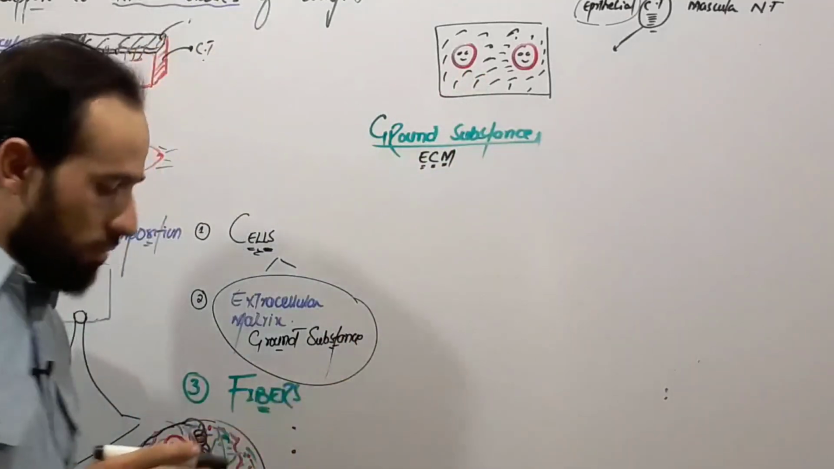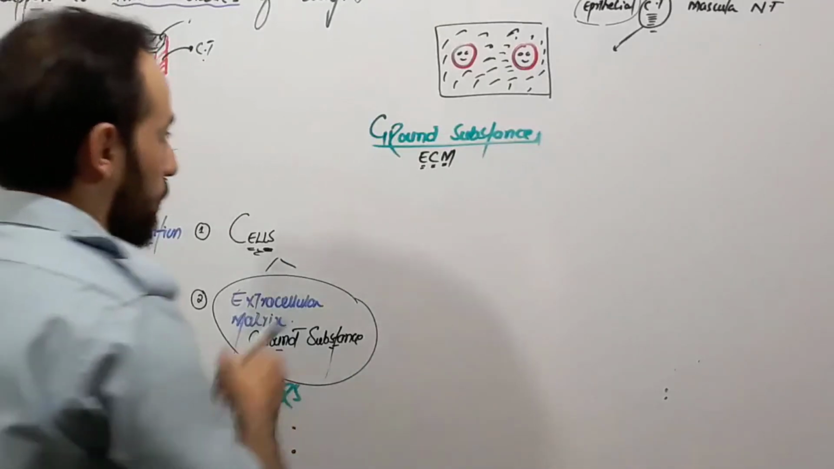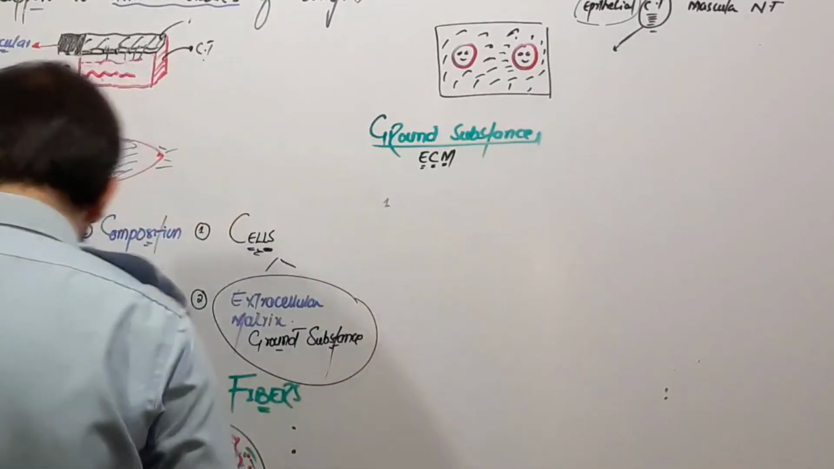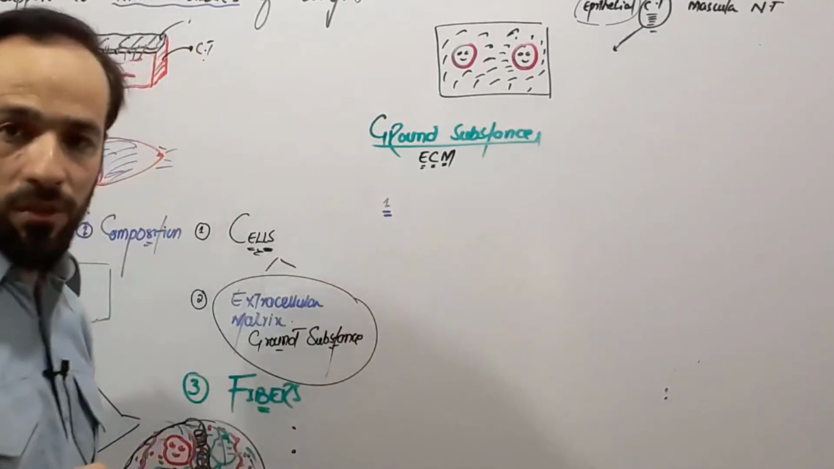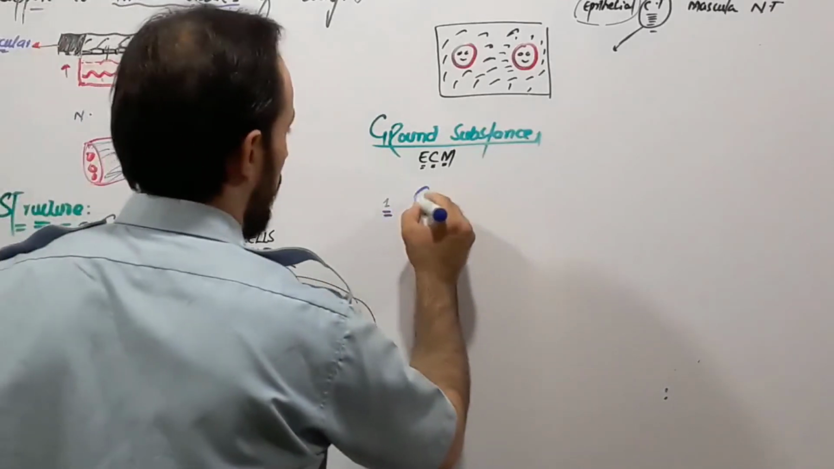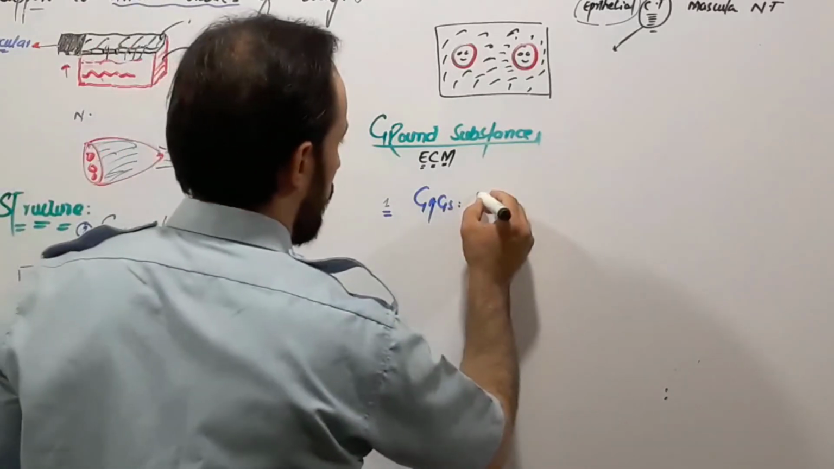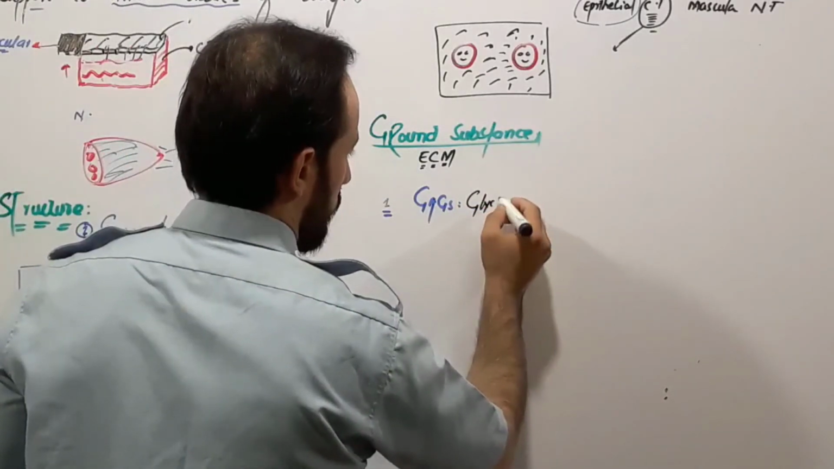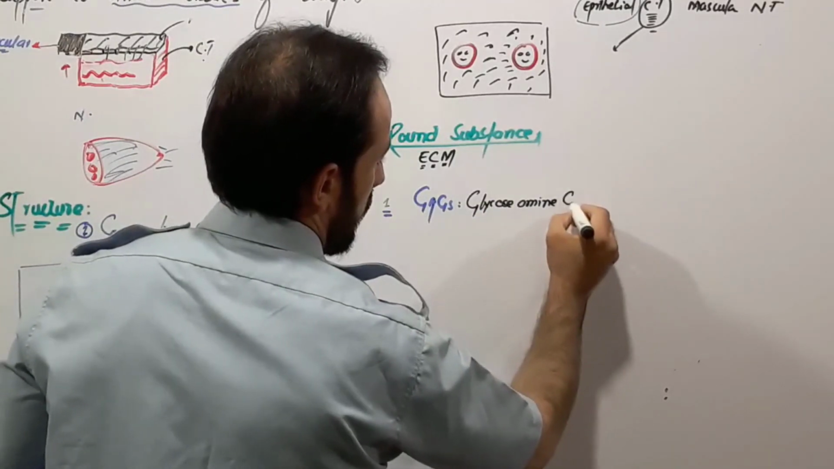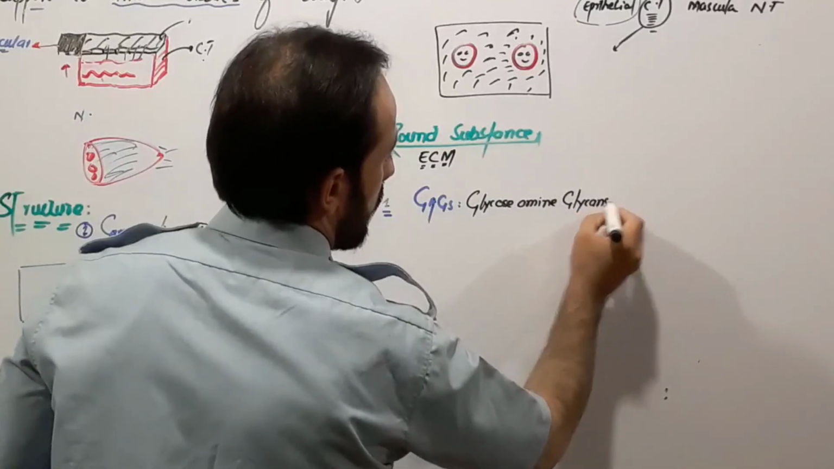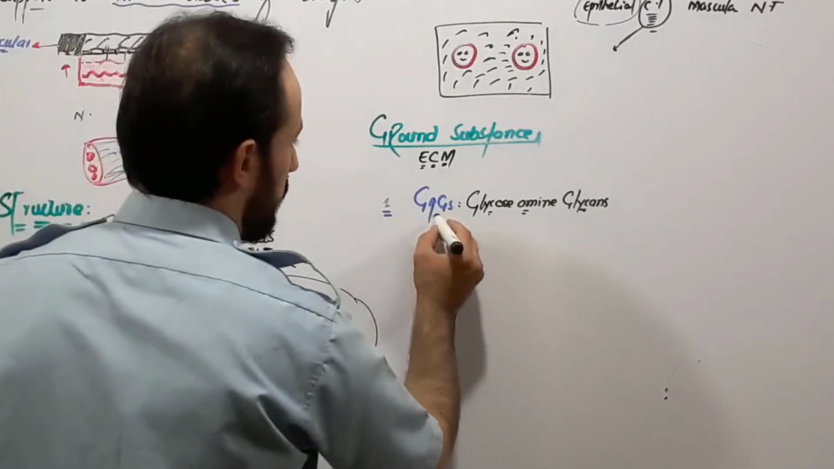This extracellular matrix is composed of 3 important components, right? The first important component is called the GAGs, and GAG stands for glycosaminoglycans. Actually these are the sugars which are present there. So GAGs are present there.